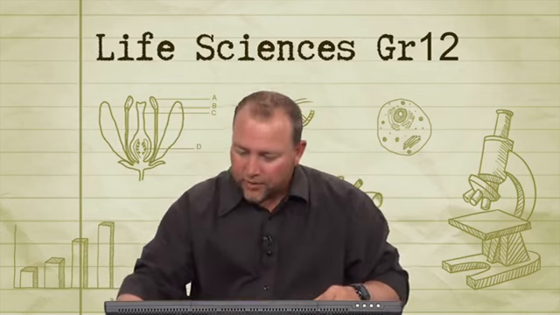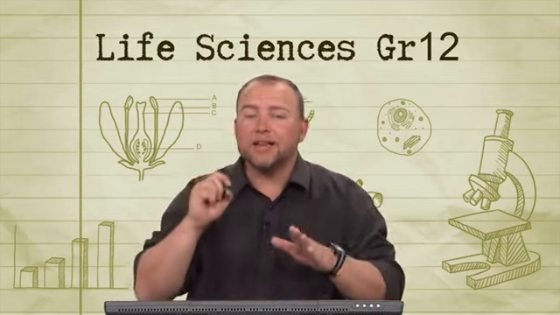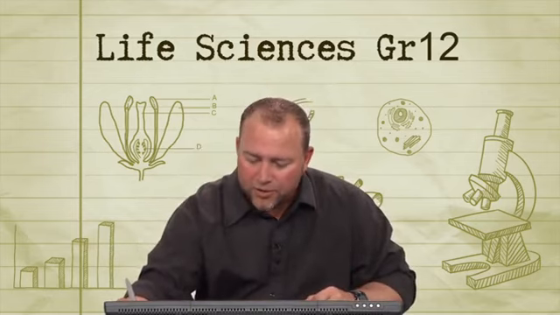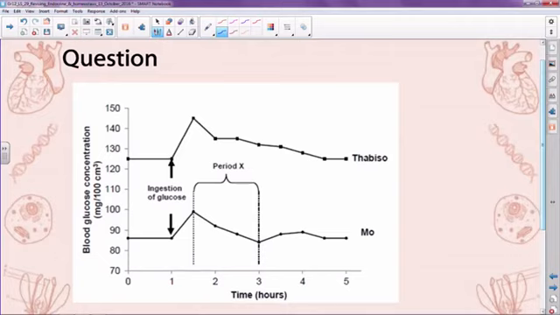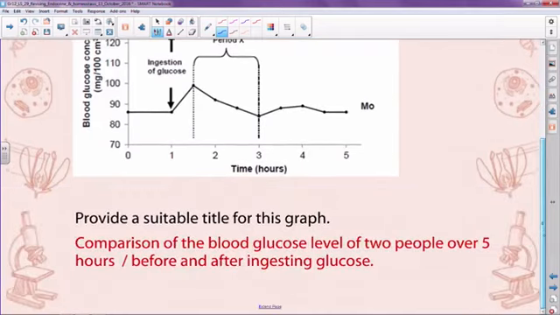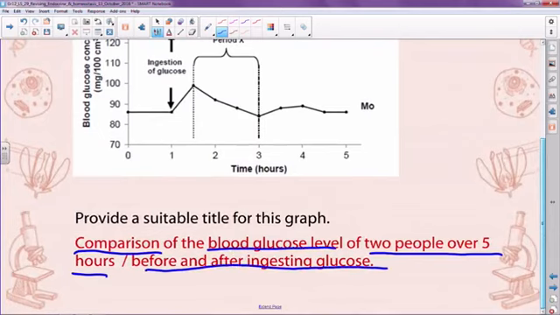Okay, so here we go. I wanted to know the title of this graph. Now, I've put the title in here, okay, but I've also left something out. Let's see if you can pick it up, okay? The title that I would have put for this graph, here it is, very simple. It is the comparison of blood glucose level of 2 people over 5 hours before and after ingesting glucose. Okay, now, that's roundabout right. Now, one part I am missing.